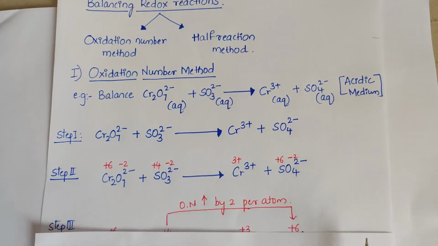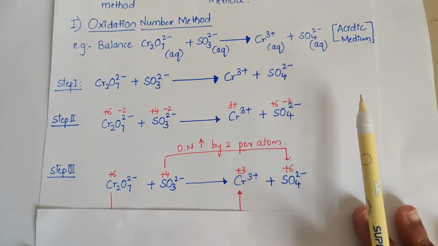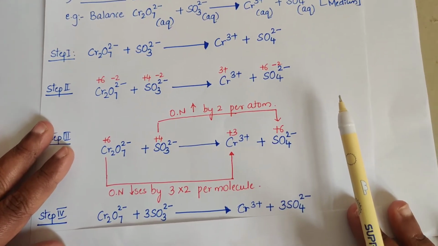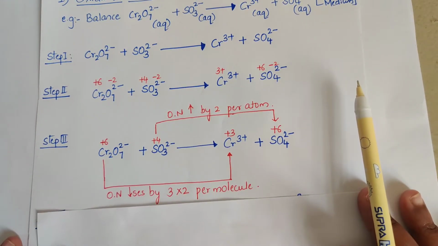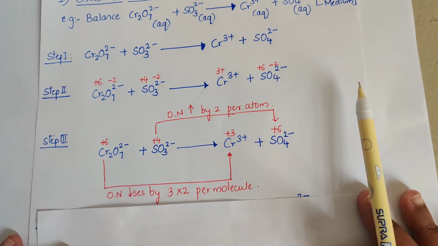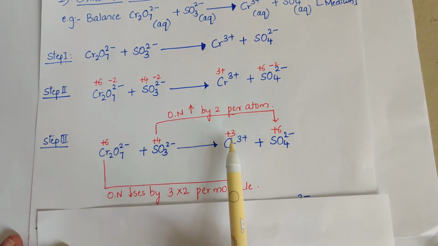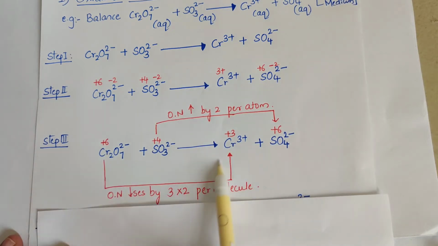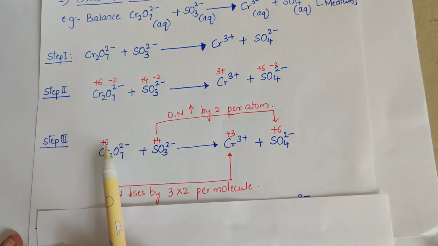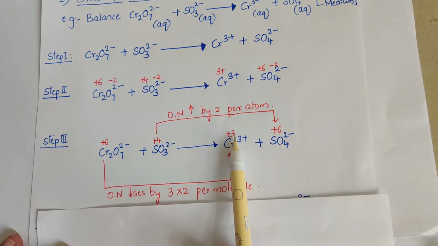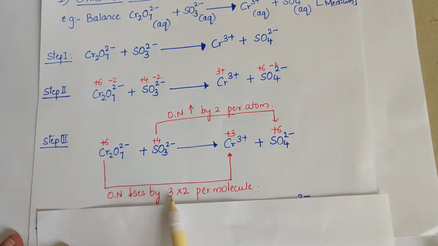Then you find out by how much the oxidation number increases or decreases. For +6 to +3, there is a decrease in oxidation number of 3. But there are 2 chromium atoms, so this decrease of 3 is multiplied by 2 per molecule, because you have 2 chromium atoms here.